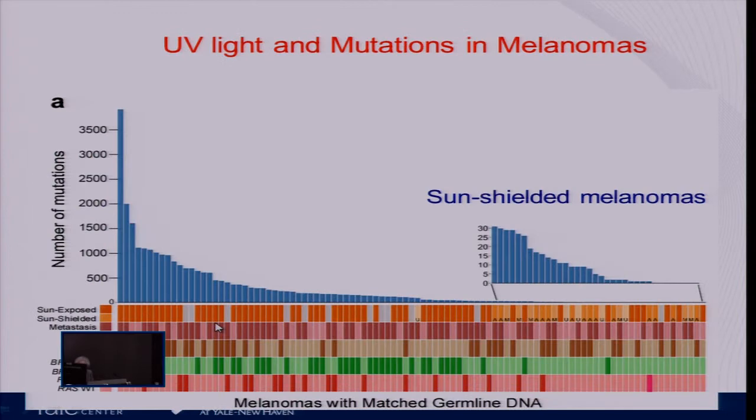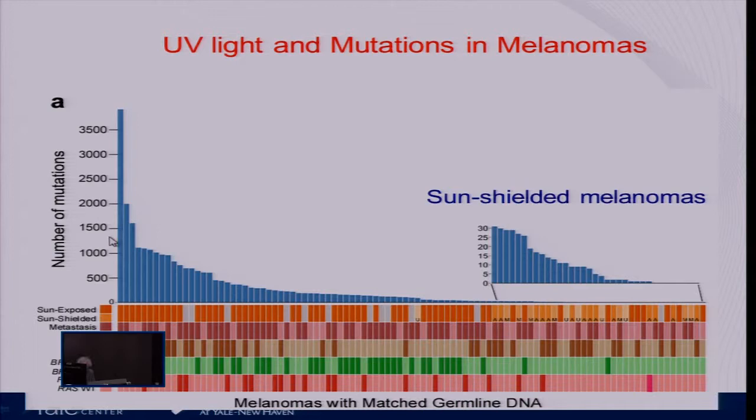So this is an example of one of the results from the exome sequencing or DNA sequencing. What you see here are individual tumors. Each one of these bars is an individual tumor. And the way they were plotted is according to the number of mutations per tumor. So this is 3,500 mutations in that particular tumor. And so it falls down.